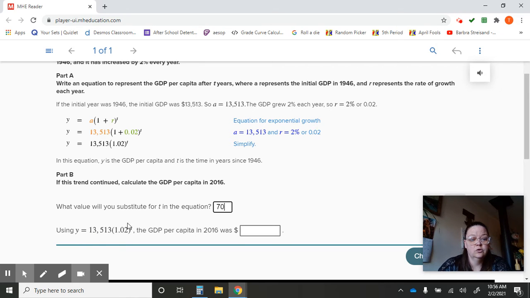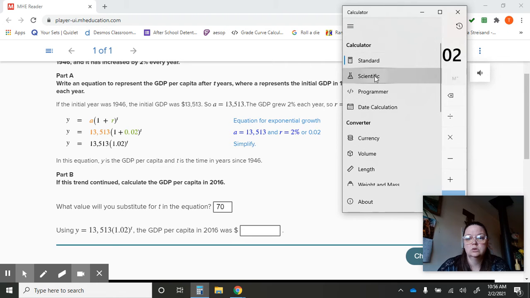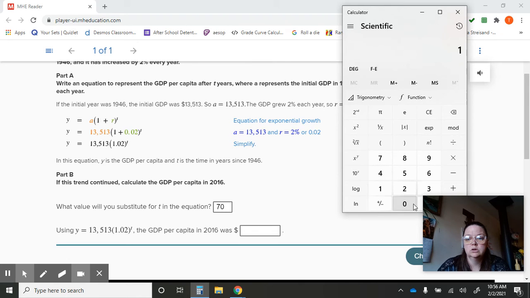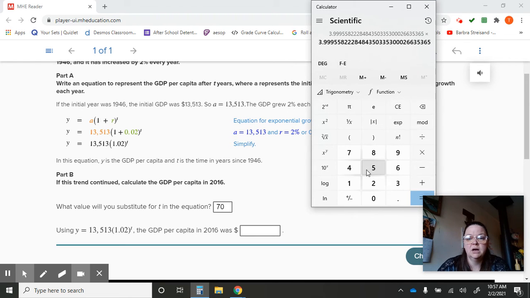Using this formula that we came up with here, the GDP per capita in 2016 was 1.02 to the 70, and we multiply that by 13,513. So we get 54,046.